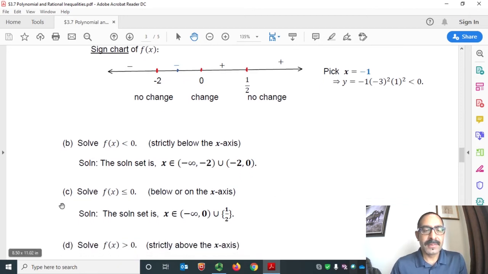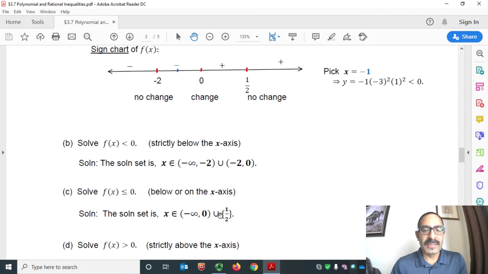Next, part C, solve the inequality f(x) is less than or equal to 0. That means we are looking for y values below or on the x-axis. So here's negative infinity to negative 2. Below, and at negative 2 is on. And negative 2 to 0. Again, below, and at 0 is on. And at 1/2 is on.